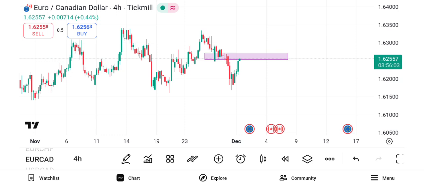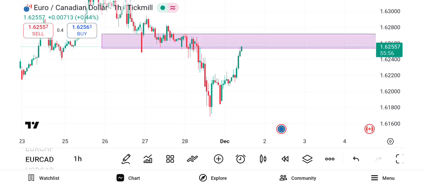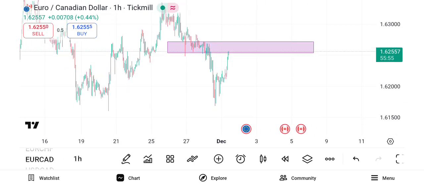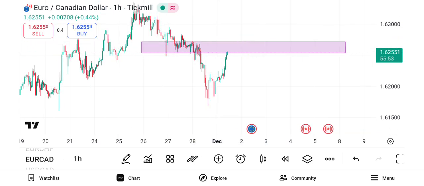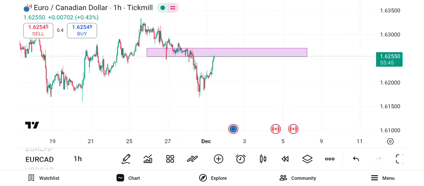what do we do? How do we enter? That is another question. Let's refine down to 1 hour to refine the zone very well. Okay, our zone is already defined. Very good. So what do we do? How do we take our setup? How do we take the trades? So this is what we need to do now.